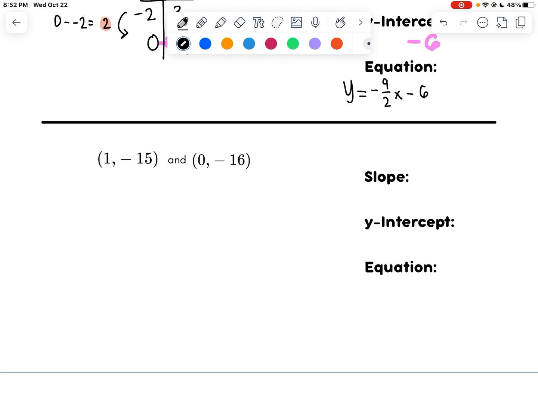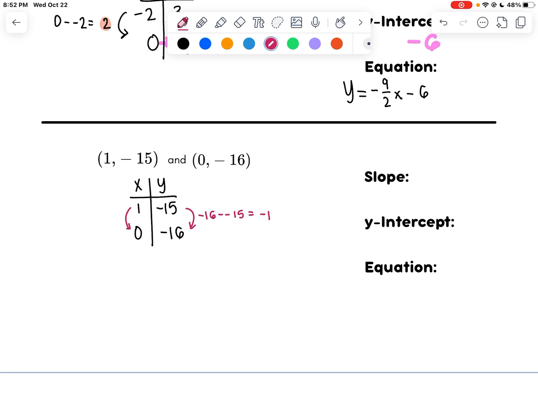Same with this last one. You could pause it, do it yourself, and then check to see what my answer is. I'm going to set up my table. I have 1 and negative 15. Then I have 0 and negative 16. So I need to find the change on both sides. How do I get from negative 15 to negative 16? I can do negative 16 minus negative 15. I can type that whole thing into my calculator. It's going to leave me with a negative 1.